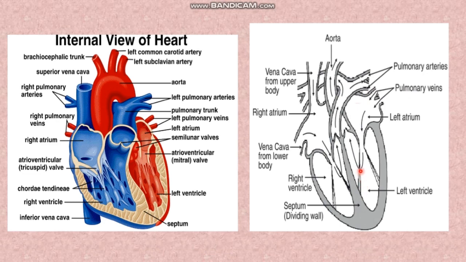The aorta, which arises from the left ventricle, carries oxygenated blood from the heart to all the parts of the body.